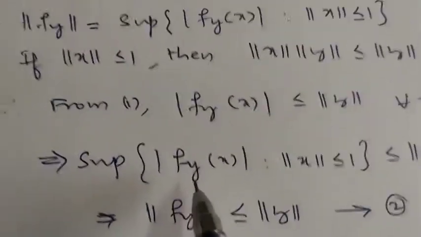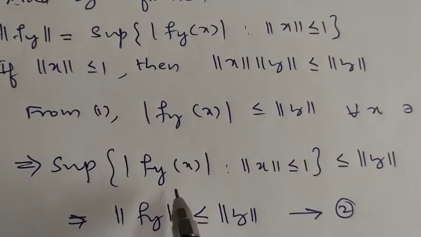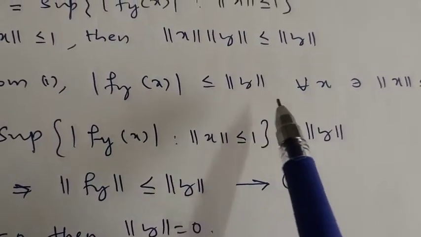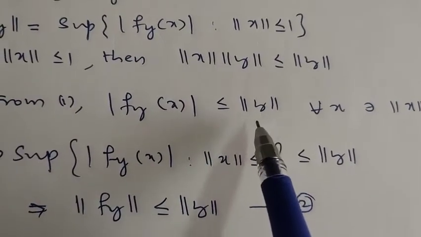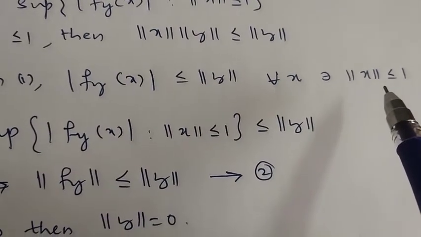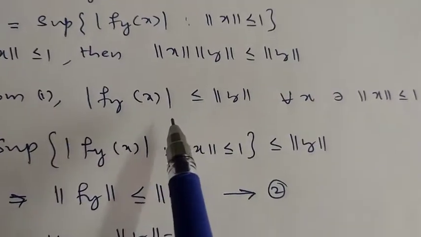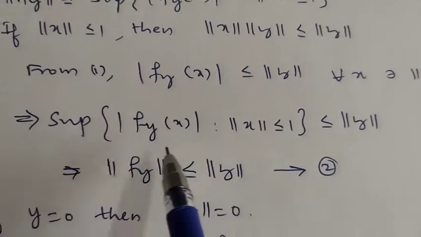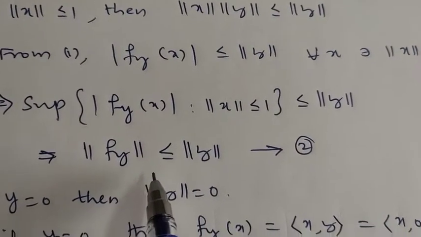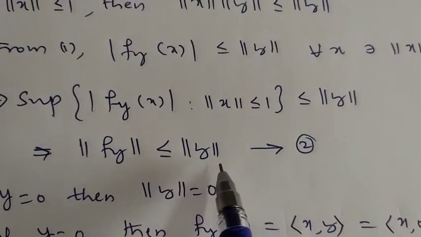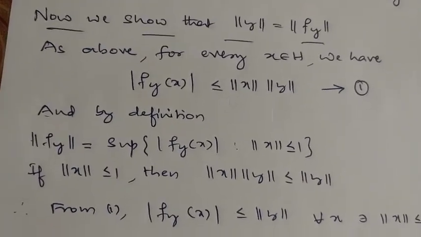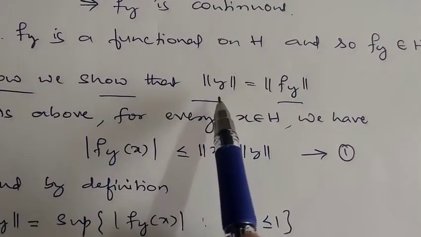If you take a supremum of the absolute value of Fy of x such that norm of x is less than or equal to 1, it is certainly less than or equal to norm of y, because this inequality holds for every x with norm of x less than or equal to 1, which means it holds for the supremum also. But the supremum of this is nothing but the norm of Fy. So norm of Fy is less than or equal to norm of y. You call this number 2. So one way we have proved that norm of Fy is less than or equal to norm of y.